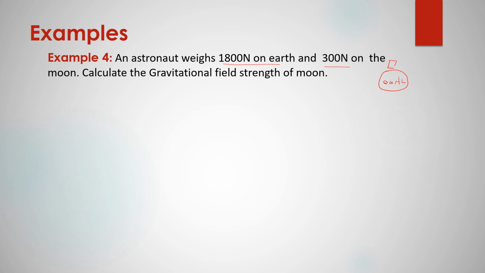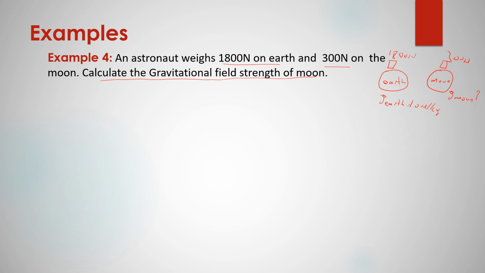On the surface of the earth the weight of an object is 1800 Newton, but on the moon the weight of the object is 300 Newton. Calculate the gravitational field strength of the moon. The gravitational field strength of the earth is 10 Newton per kilogram. This we know. The question asks for the gravitational field strength of the moon.